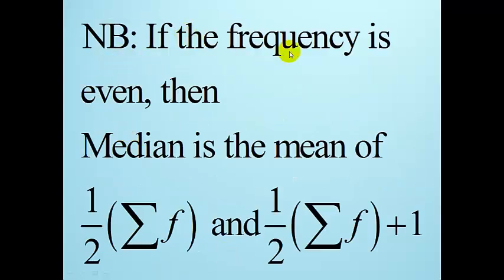Now note, if the total frequency is even, then the median is the mean of half sigma f and half sigma f plus 1. Take note, if the frequency is even after adding the frequency, that is the total frequency, then the median is the mean of half sigma f and half sigma f plus 1.